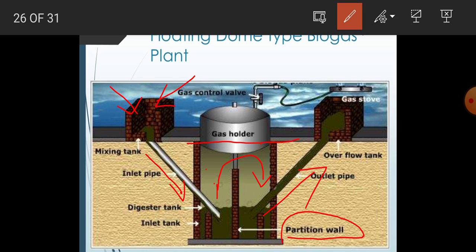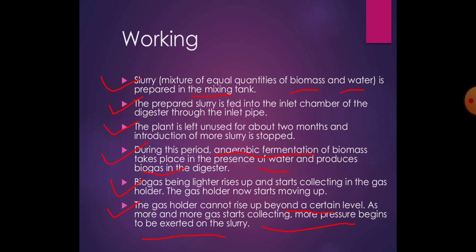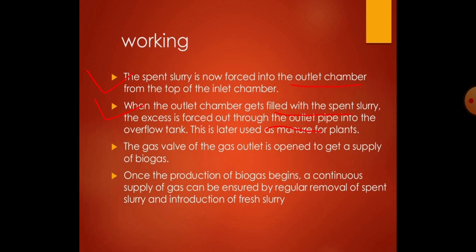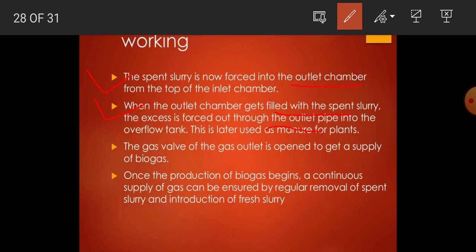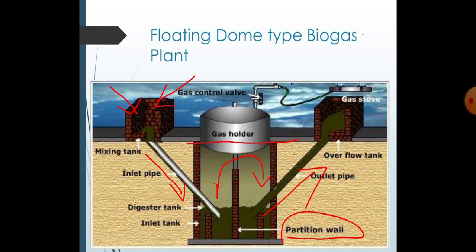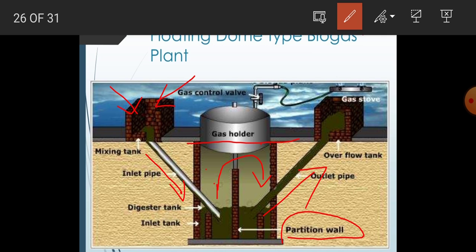After the slurry is decomposed, it moves out with the help of the outlet pipe. The outlet chamber gets filled with the spent slurry, and its excess moves through the outlet pipe into the overflow tank. This can later be used as manure for the plants.